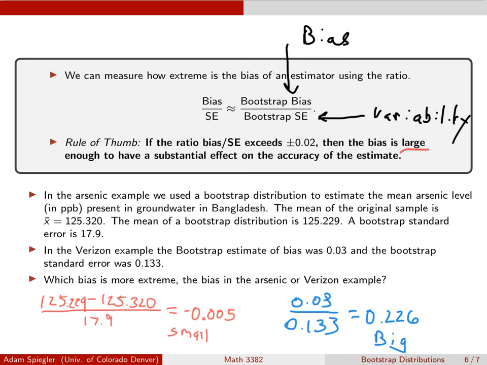So in absolute terms, the actual bias, the numerators are pretty close to each other, but relatively speaking, we have much more variability in the sampling in the arsenic example. So having this small bias is really not that big of a deal, whereas with the Verizon example, we did not have a lot of variability in our bootstrapping because we're dealing with pretty small numbers to begin with. So this bias of 0.03 is actually quite big. And so our confidence interval that we constructed a couple of slides ago, there's going to be some effect of that tail that we saw on the right on our confidence interval estimate.